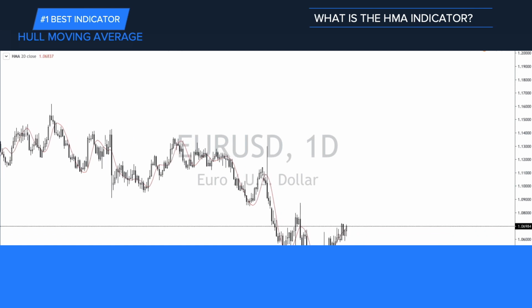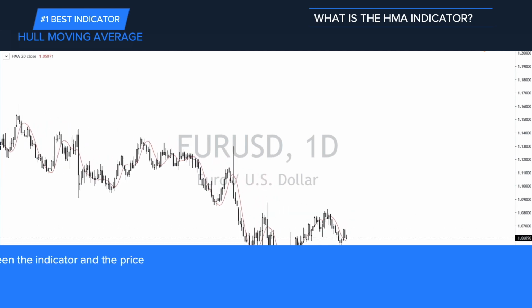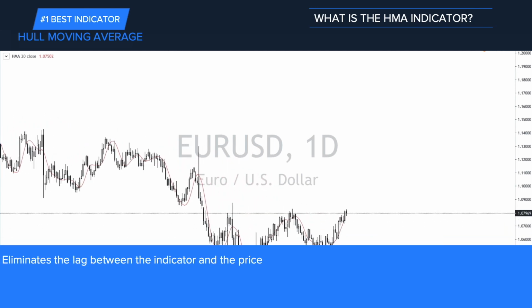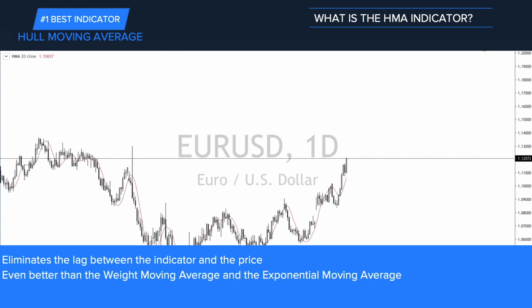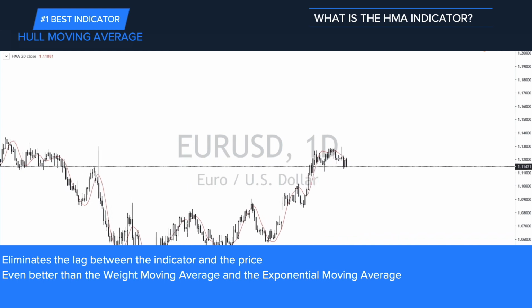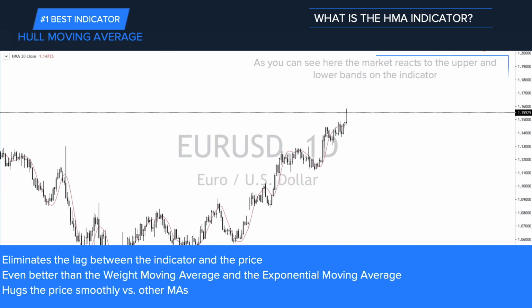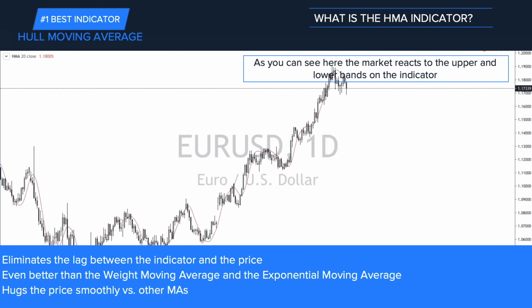So, what is the Hull moving average? The best thing about the Hull moving average is that it eliminates lag between the indicator and price. What this means is that the HMA will hug price a lot better than other moving averages. As you can see here, the market reacts to the HMA very well.